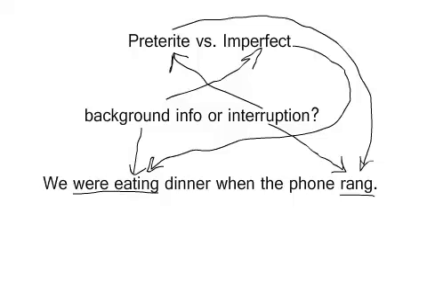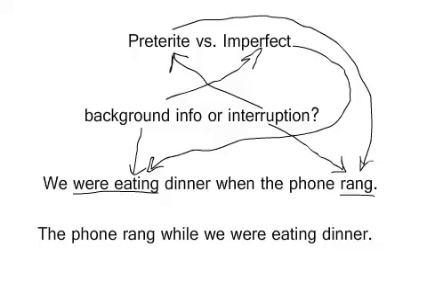So anytime we have something that was going on that got interrupted, we're combining the preterite and the imperfect tense. The ongoing part, the background, is going to be imperfect. The preterite is going to be used for the part that interrupted whatever was going on.